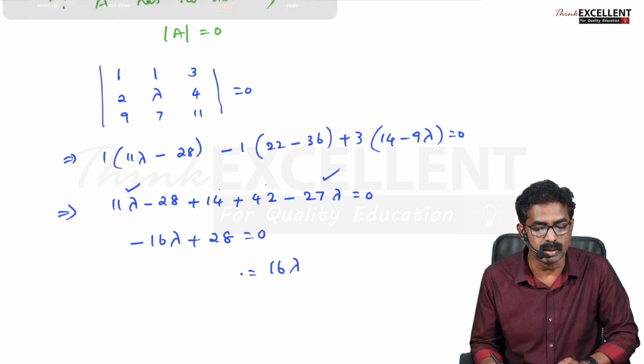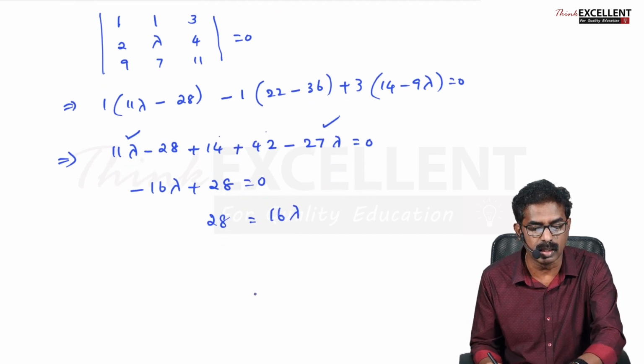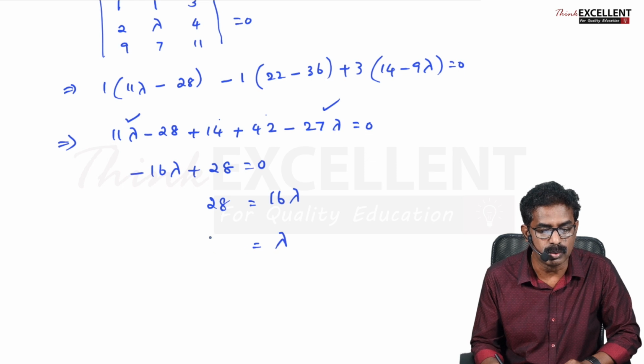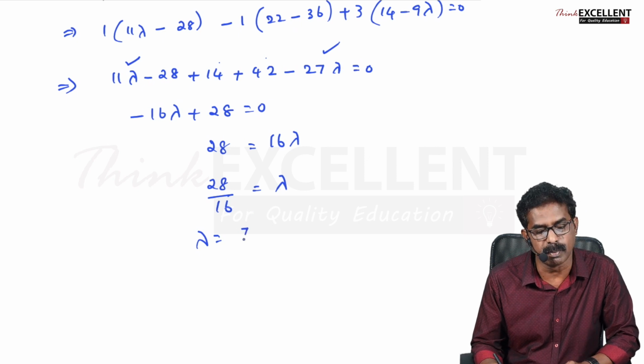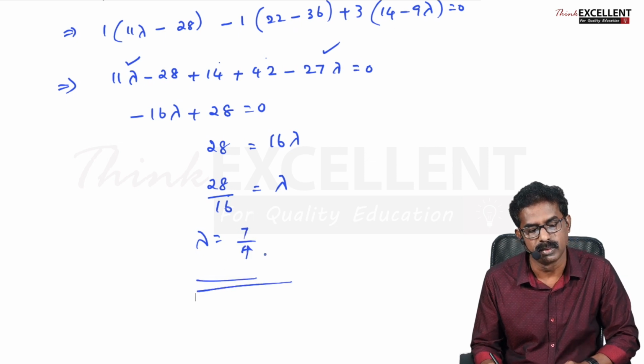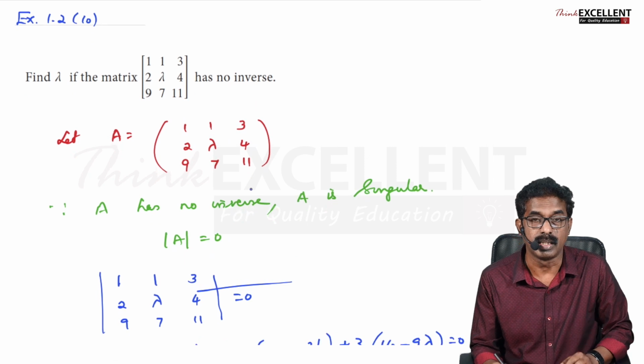16 lambda equal to 28, or lambda is equal to 28 by 16. So lambda equal to, you cancel by 4 table, you will get 7 by 4. So this is when there is no inverse.